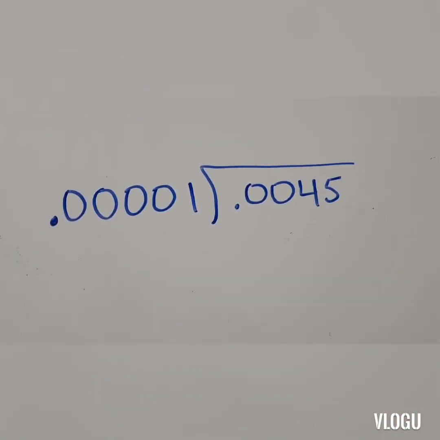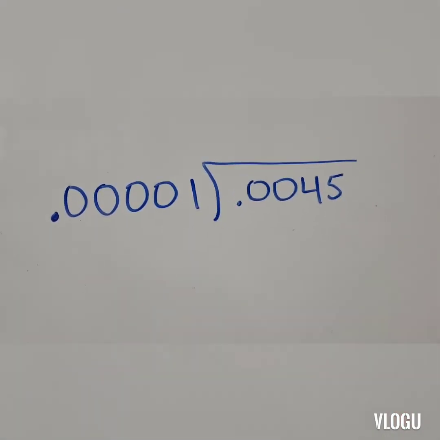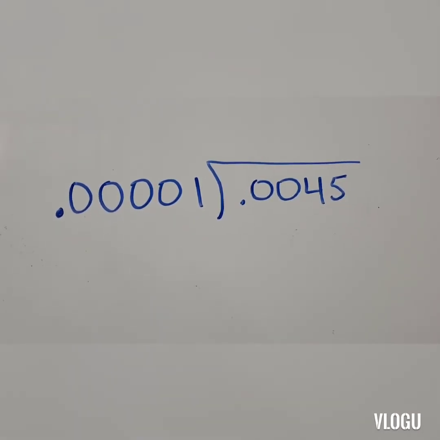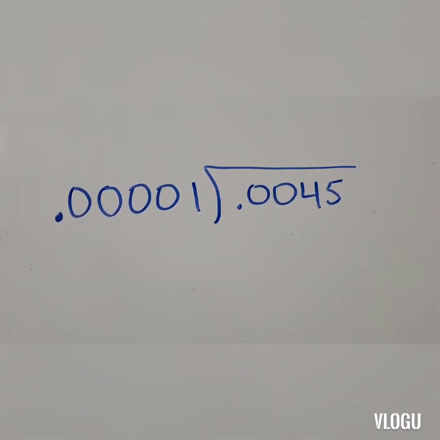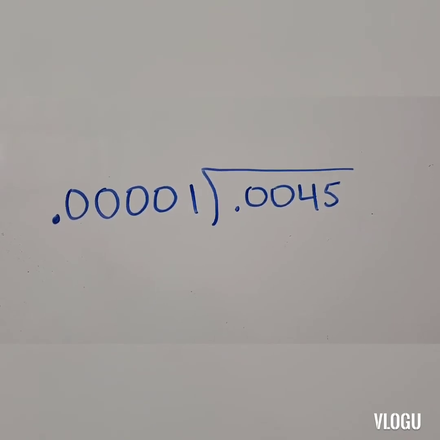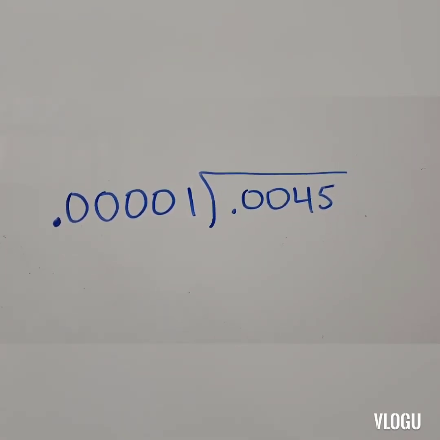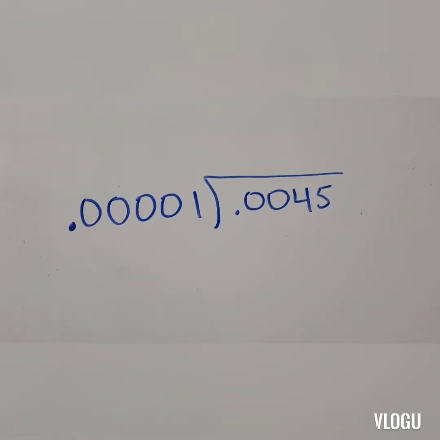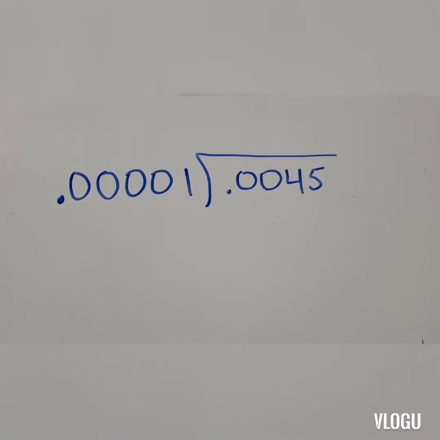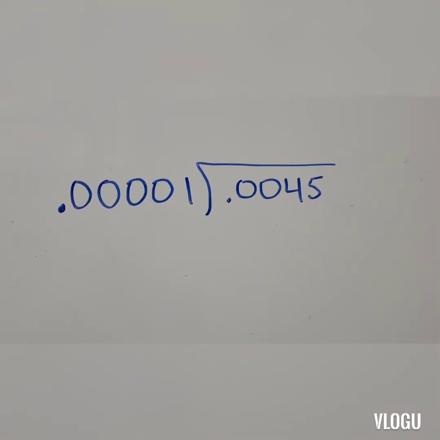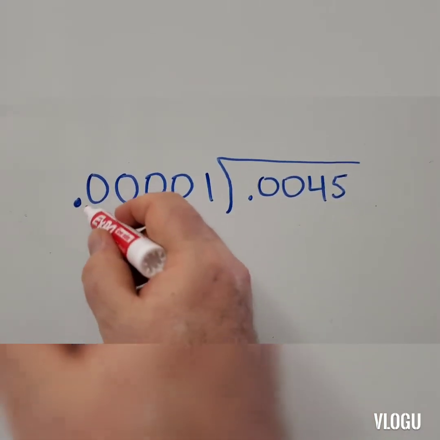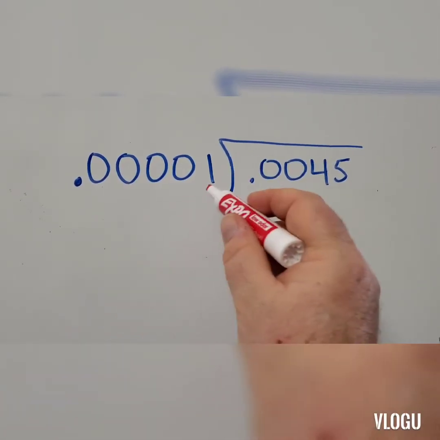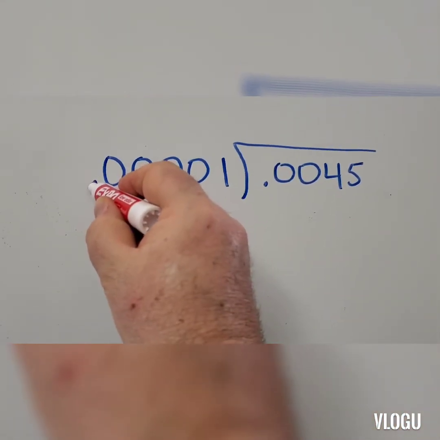This one we have 45 10,000ths divided by 100,000ths. Work it out while this is paused and unpause when you're finished. Okay, lots of zeros, lots of ugliness. Let's get rid of all of this stuff and make it easier.